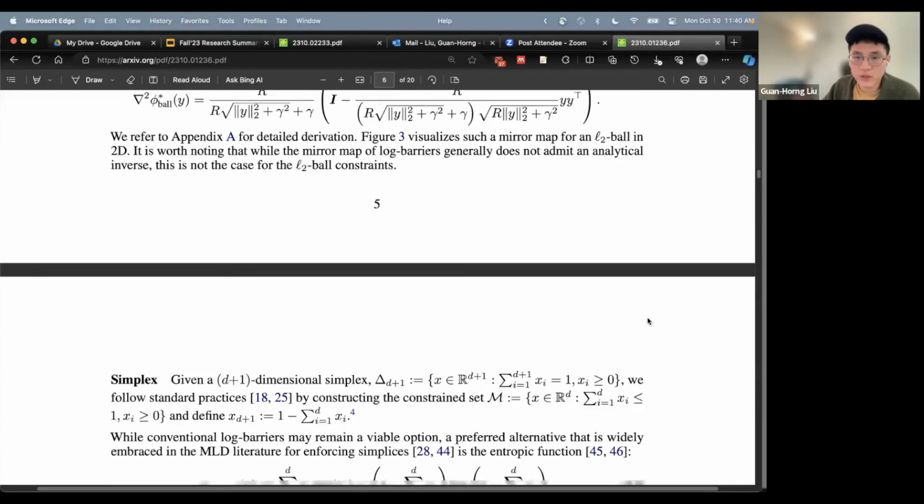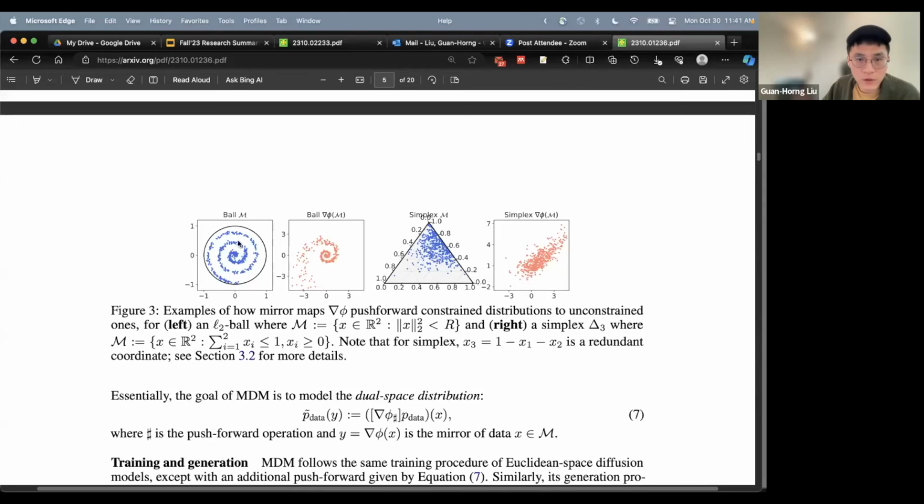That's the first type of constraint set. If you look at the two figures on the left hand side, these are an example of the primal samples and the dual samples for the mirror map that I just showed. You can see that it has a similar pattern, but when the samples are near the boundary, they can be stretched much farther away. But essentially it's an unconstrained space.